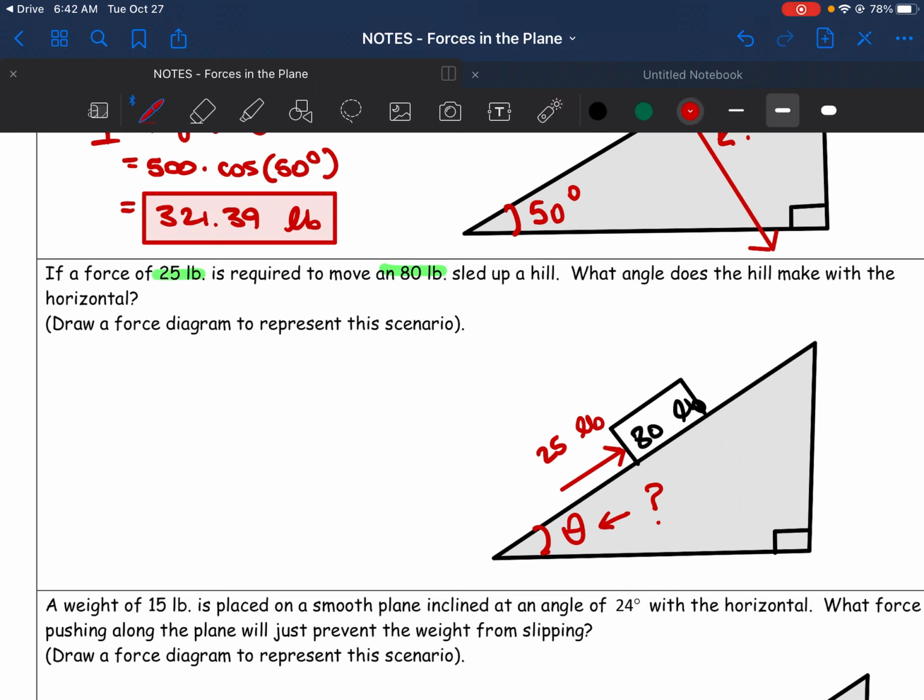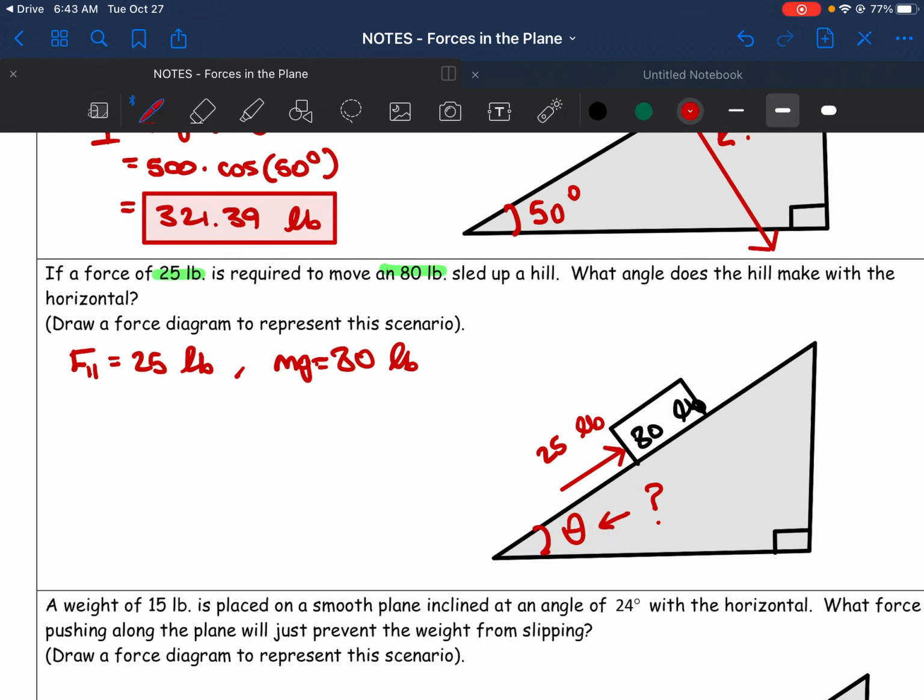So I'm going to go ahead and write down some of the stuff we have here. We have the parallel force, which is 25 pounds. And we have the weight of the object, which is 80 pounds. And we are trying to find the angle. We're trying to find the angle the hill makes with the horizontal. And I've got that labeled right here as theta.